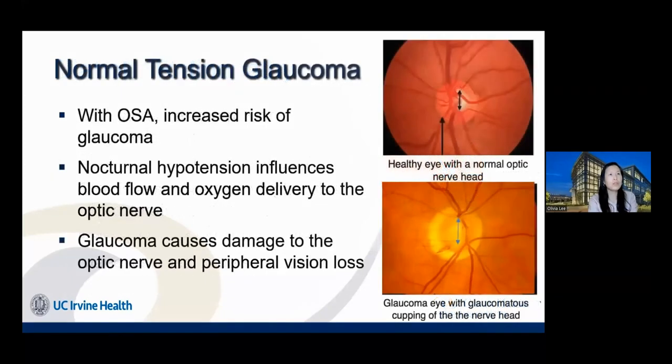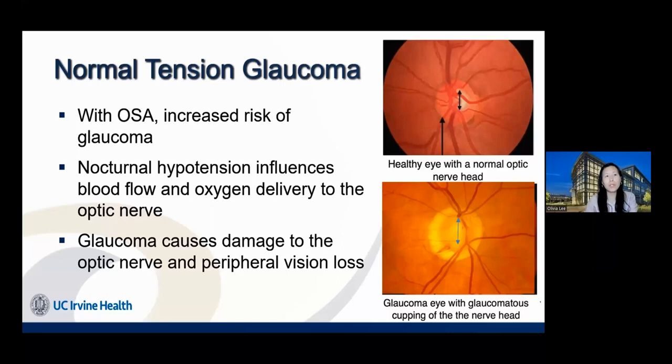Now, normal tension glaucoma is also associated with obstructive sleep apnea. And you have an increased risk of glaucoma anywhere between 45% to even 200% in certain studies. And the thought behind why this association exists is that when you are asleep, there is a decrease in your blood pressure, and that influences how much blood flow and how much oxygen gets to the optic nerve. Over time, this can lead to damage to the optic nerve, where above you see a healthy optic nerve with a small, what we call disc, inside the optic nerve head.